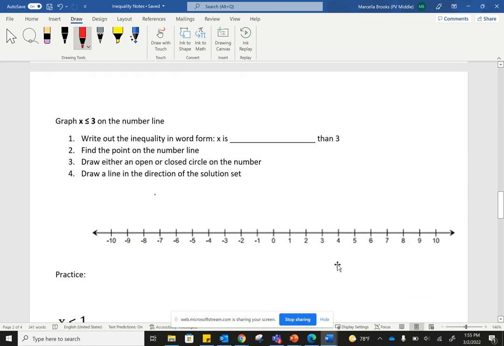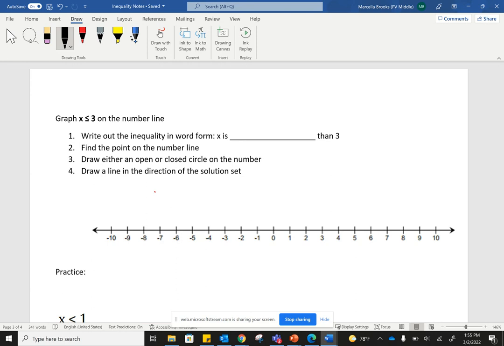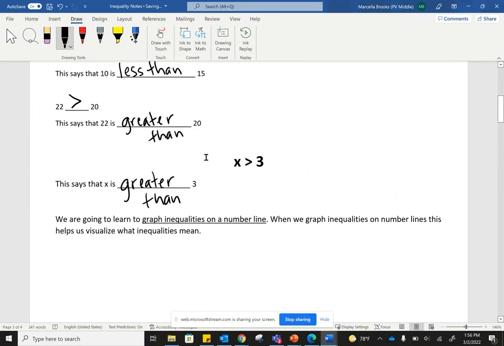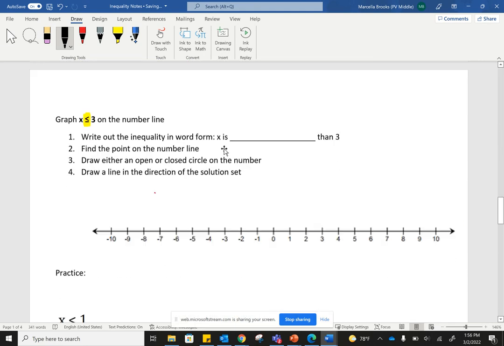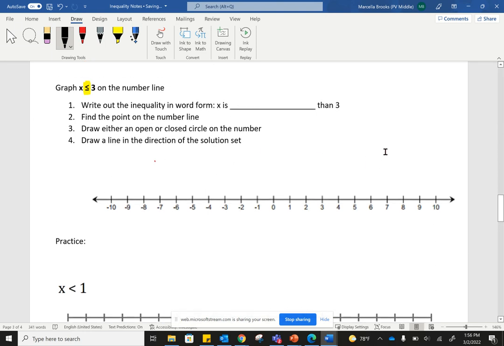And last but not least, this is your last practice problem. I'm doing one of each sign, so you know how to do every sign. So again, we're going to put 3 on the line. First let's figure out what that sign means. If you're not sure, go back up to that box that we did. Looks like less than or equal to. X is less than or equal to 3. Or equal to, we cross off that than. Less than or equal to 3.